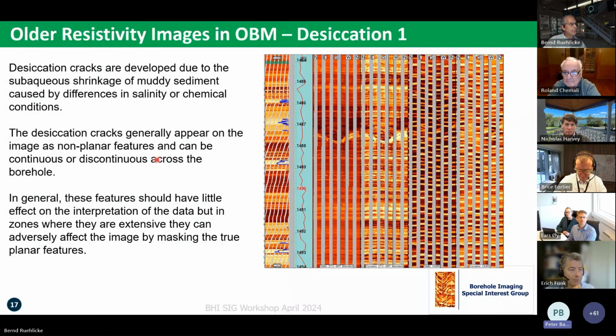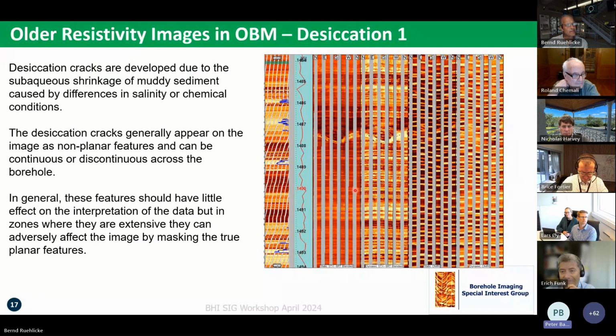Right. So something that we've seen for many years on the older generation of oil-based mud images are shown on the 2 tracks on the far right here. And these are desiccation tracks. And these are developed due to subaqueous shrinkage of muddy sediment, which is caused by differences in salinity or chemical conditions. We look at the same set of data here. On the right, we see the older style of oil-based mud imager, and on the left, we see the new style of oil-based mud imager. And we can see the difference here and the effect that the desiccation cracks have on the image itself and on the image interpretation.